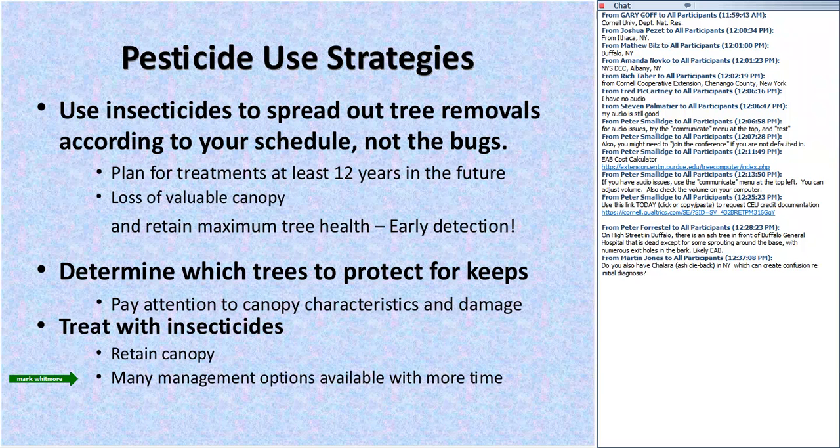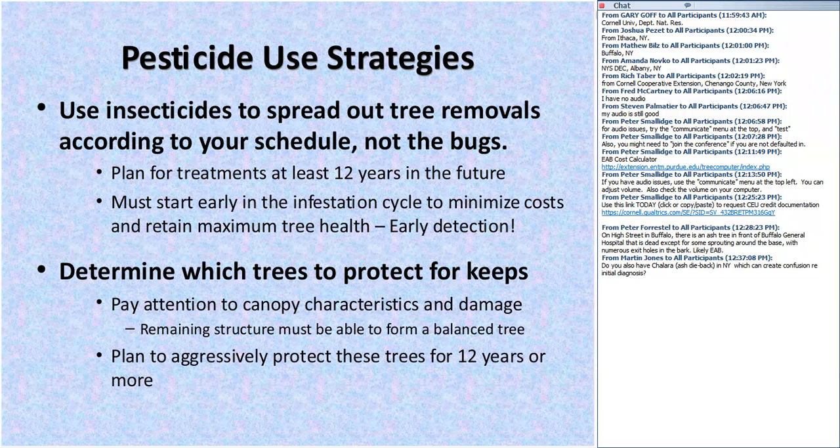It is becoming apparent. I'm going to focus on pesticides. I get lots of questions about pesticide use. There are 2 basic strategies for using pesticides. The first is using insecticides to spread out tree removals according to your schedule, not the bug's. Basically this stretches out the death curve so that it isn't as steep, and it gives you more time to plan for your budget. But I think the most important aspect is that you've got to start early in the infestation cycle in order to minimize the costs and retain maximum tree health.